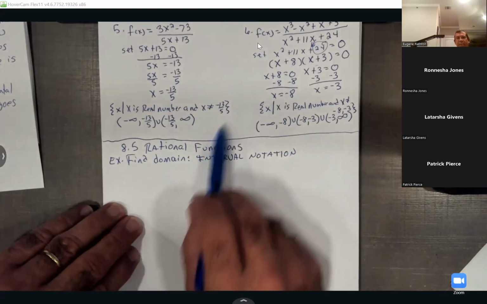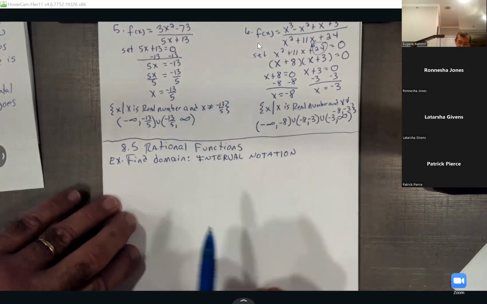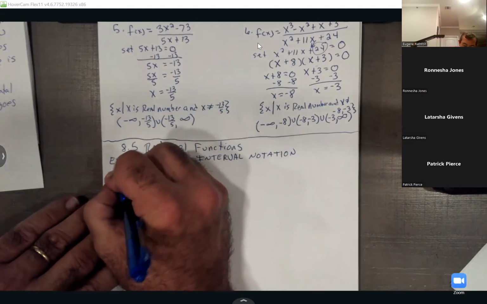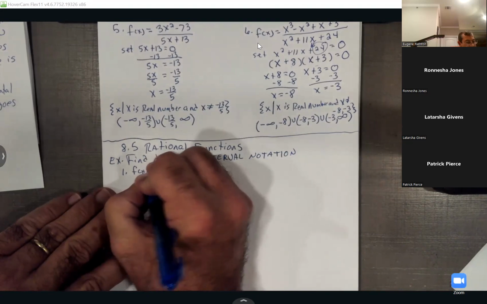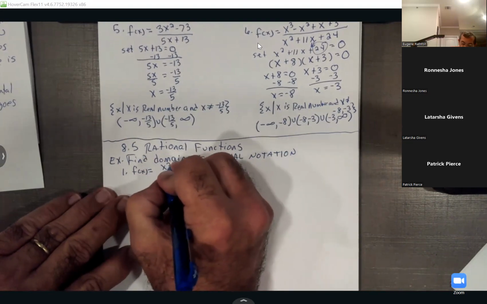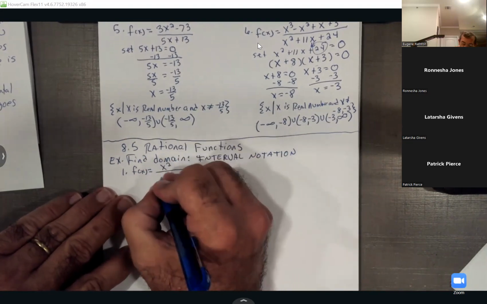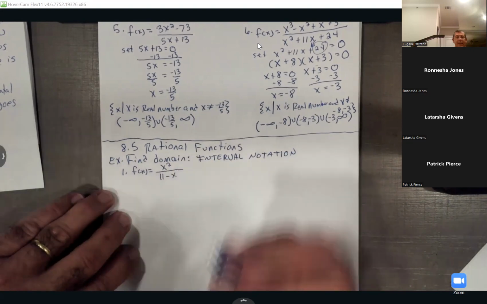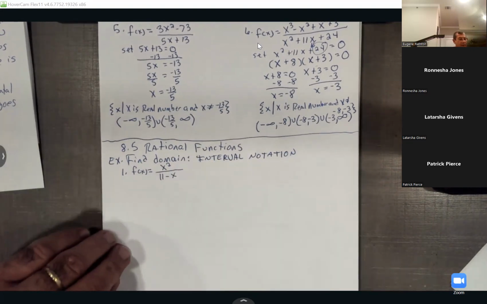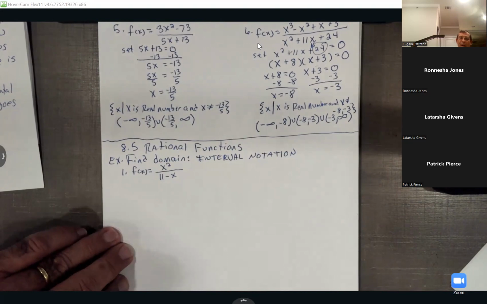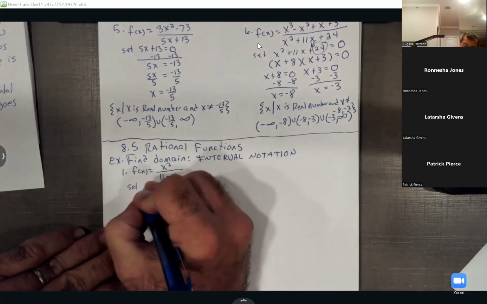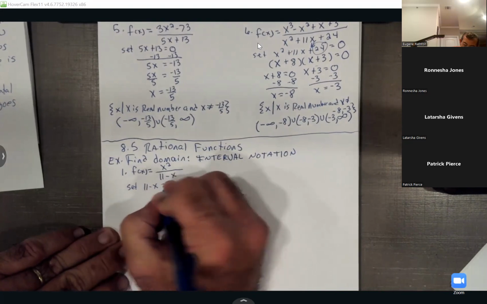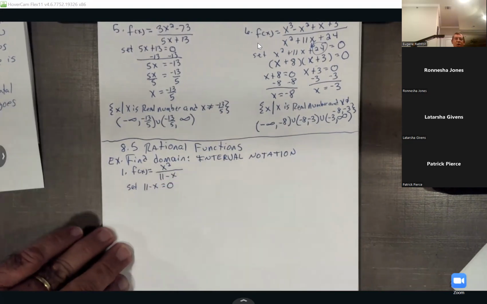So it's sort of picking up, doing the same thing 5.1 did. So the first two, we're finding the domain. So this one has f of x equals x squared over 11 minus x. All right, so a domain problem, so set that bottom equal to 0.